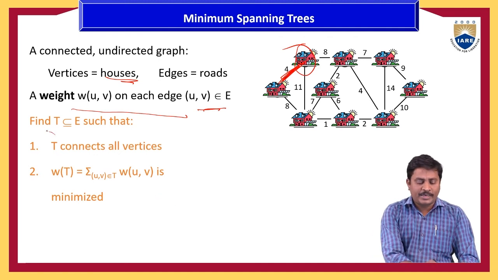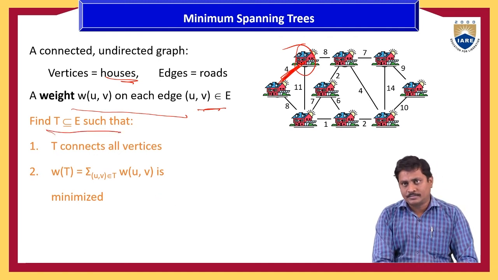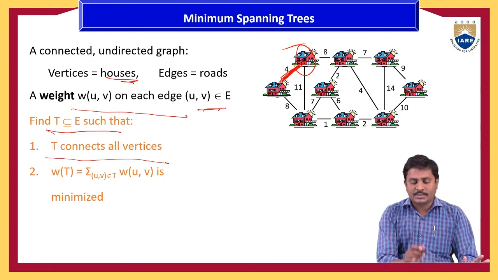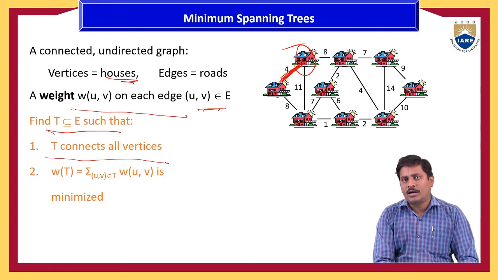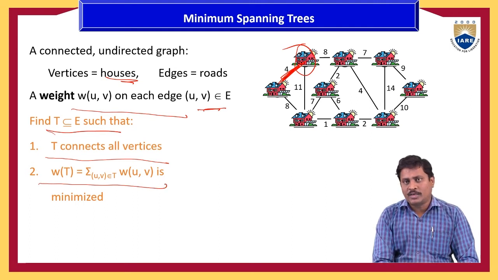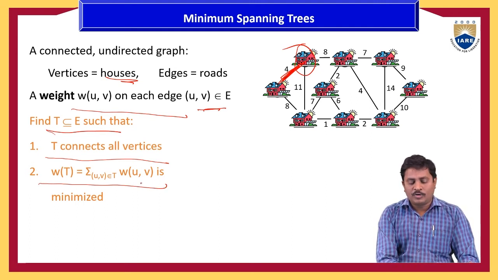Now first find T, a subset of E, where E is the edge set, so each edge in T belongs to the edge set. T connects all vertices, and W of T equals the summation over (U, V) belonging to T of W of (U, V), which is minimized. That is the condition here.